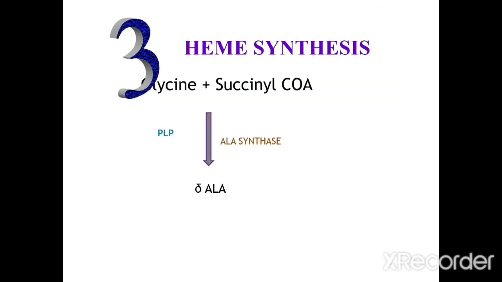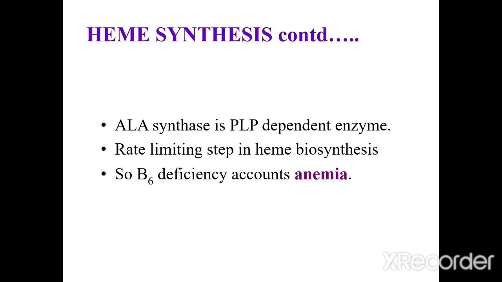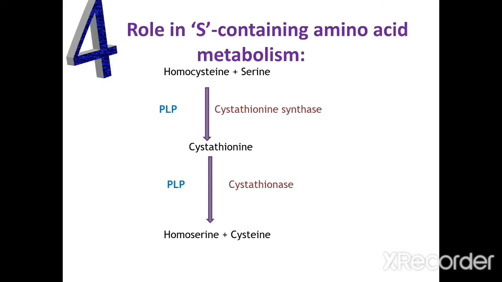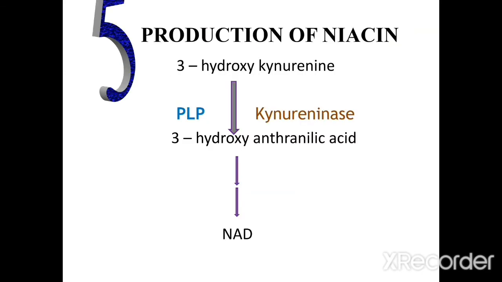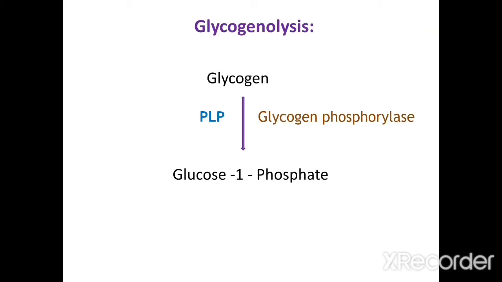ALA synthase is the rate limiting enzyme in heme synthesis, and this enzyme is a PLP dependent enzyme. So B6 deficiency accounts for anemia. Then PLP has a role in the metabolism of sulfur containing amino acid, that is the enzymes cystathionine synthase and cystathionase, both are PLP dependent enzymes. Then it is required for the production of niacin. The enzyme kynureninase is a PLP dependent enzyme. Then glycogen phosphorylase enzyme of glycogenolysis is also a PLP dependent enzyme.